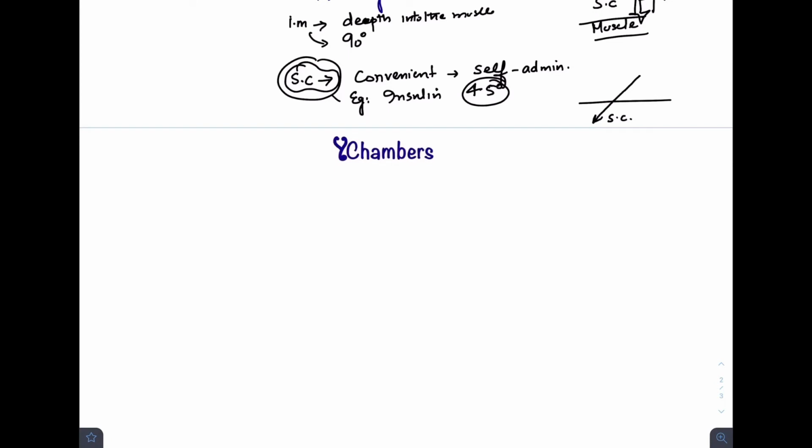The next injectable route is the intradermal route. In the intradermal route of drug administration, we administer the drug at an angle of 10 to 15 degrees to the skin, and you will see a characteristic elevation known as a bleb. So bleb formation is seen in the intradermal route of injection. For example, you are going for a tuberculosis vaccination, such as the BCG vaccination.